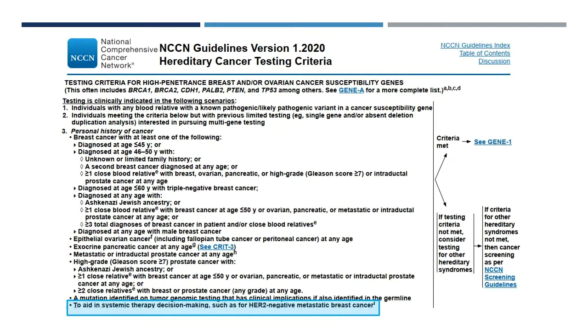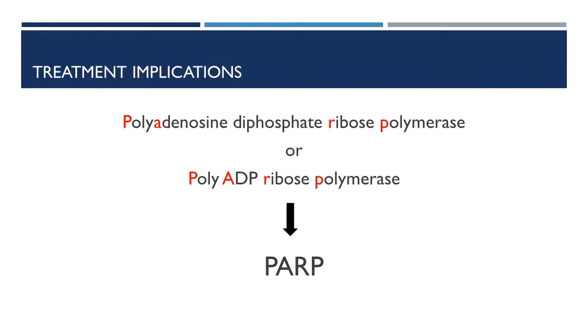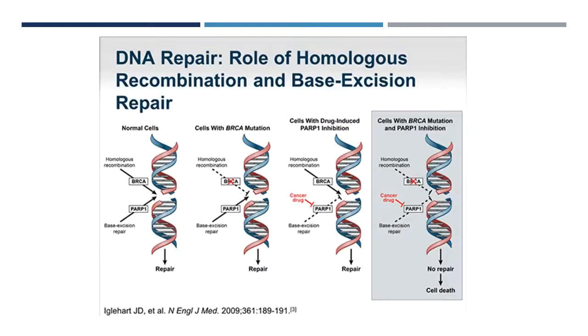metastatic breast cancer. Polyadenosine diphosphate ribose polymerase, or PARP, is an enzyme that acts like a policeman within the body. It checks for damage, signals where the damage is, then recruits DNA repair mechanisms. Repaired DNA leads to cell survival. In normal cells, BRCA genes aid in DNA damage repair, and PARP aids in DNA damage repair. However, in people who have a mutated BRCA gene, their BRCA repair isn't working. PARP is still working and can fix the damaged DNA, keeping the cell alive.